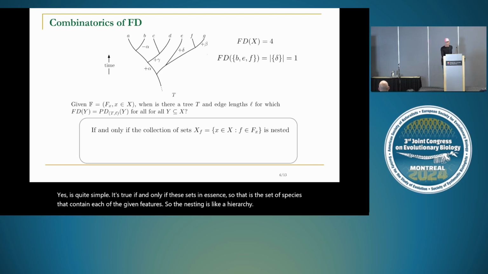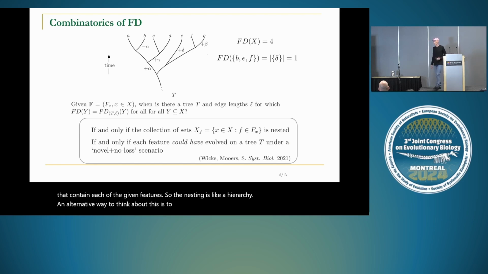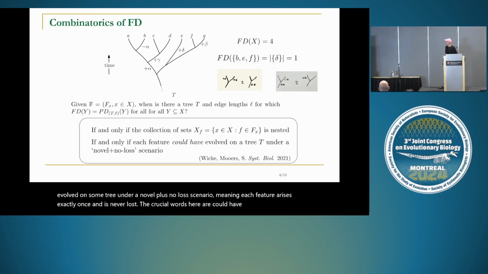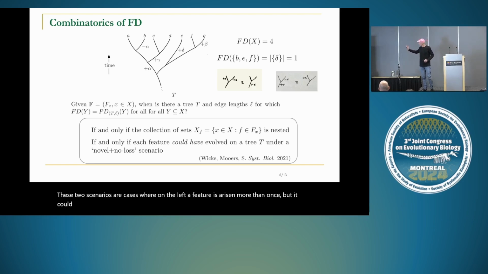An alternative way to think about this is to say it's true if and only if each feature could have evolved on some tree under a novel plus no loss scenario, meaning each feature arises exactly once and is never lost. The crucial words here are could have, because these two scenarios are cases where on the left a feature has arisen more than once, but it could have been described by a feature just arising on the edge below it, a single gain of that alpha. So that is this one here.